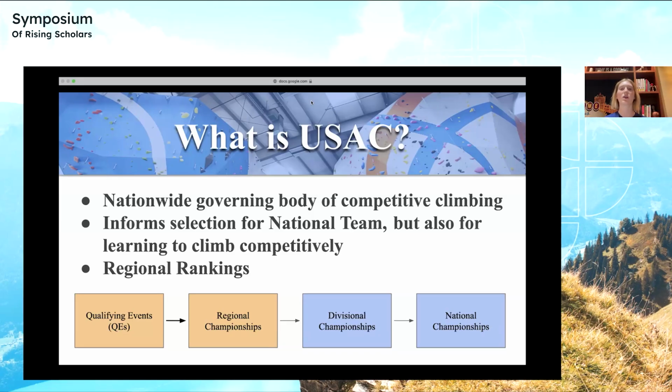So qualifying events are local level competitions that focus on a smaller number of competitors. And then based on your qualifying event scores, of which you attend multiple, you get ranked for regionals. The top 26 competitors who are ranked through the qualifying events move on to regionals. And this is what we're going to be talking about today.